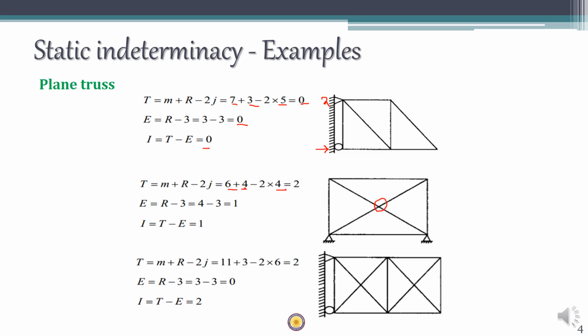This is another side mounted truss. You can see a hinge support here, which means 2 reactions, and a roller support here, which means 1 reaction. The number of members is 11 in this case. The reaction is 3. J is 6, the joints are 1, 2, 3, 4, 5, 6, right? External indeterminacy is 0 in this case, which means that the total indeterminacy is equal to internal indeterminacy only, okay, which means that 2 members were redundant in this particular example.